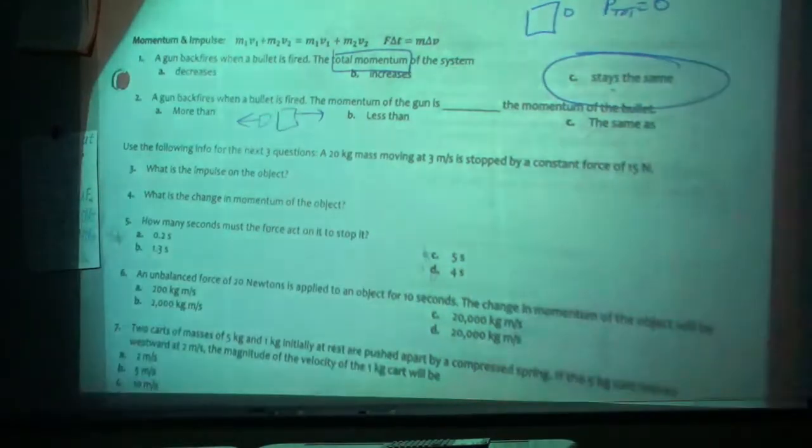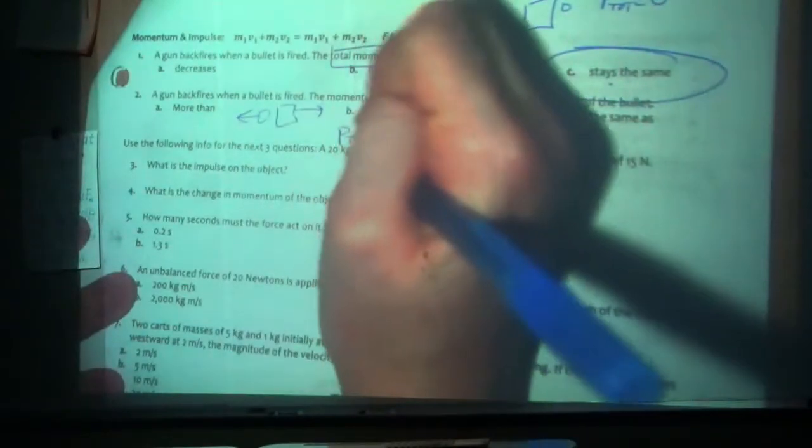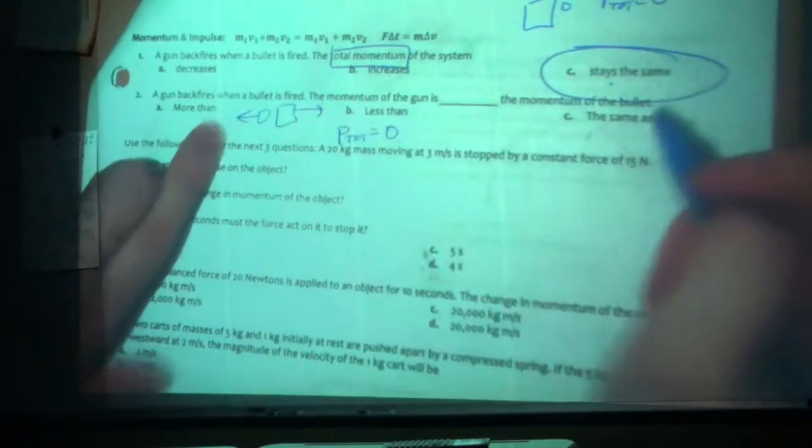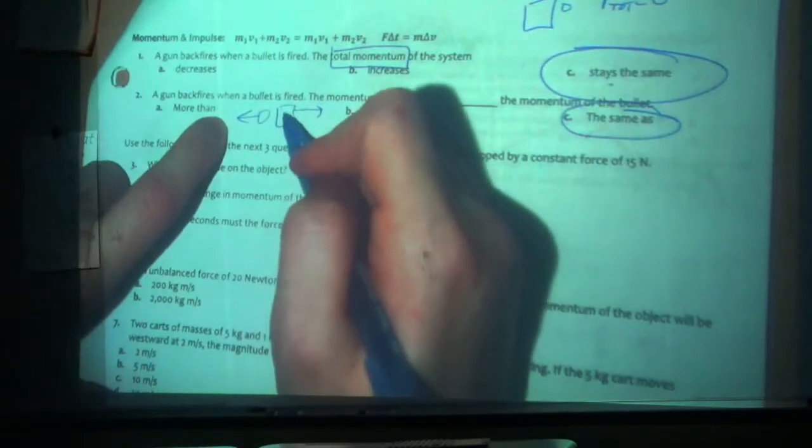Well, we said the total momentum has to stay the same. Before the gun is fired, the total momentum is 0. So after the gun is fired, even though these are moving really, really fast and apart, your total momentum still has to be 0. The only way you can have a total of 0 and have two objects moving is if they completely cancel one another out. Well, they can only cancel each other out if they're the same, right? You can't have the bullet having a momentum of 100 and then the gun having a momentum of 10. That doesn't cancel out to 0. It has to be 100, 100.